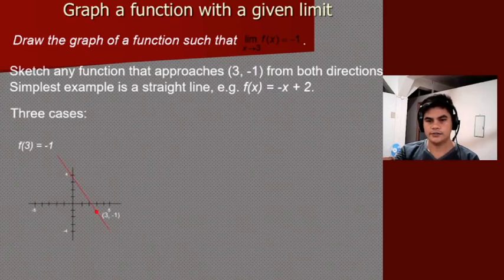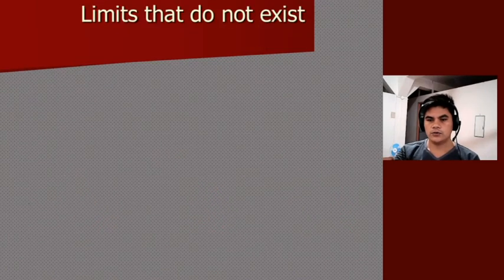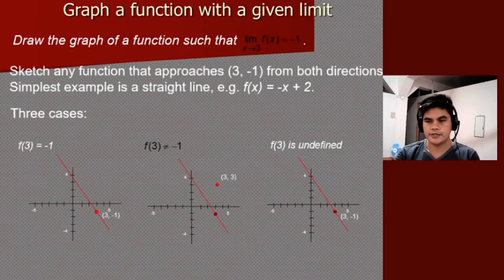Three cases. So this one is an example of a graph that passes through the point (3, negative 1). Okay? So try to observe in these three graphs that f(3) is equal to negative 1, like in this example. If x is 3, we come up with f(x) equal to negative 1. So f(3) in this function is negative 1.